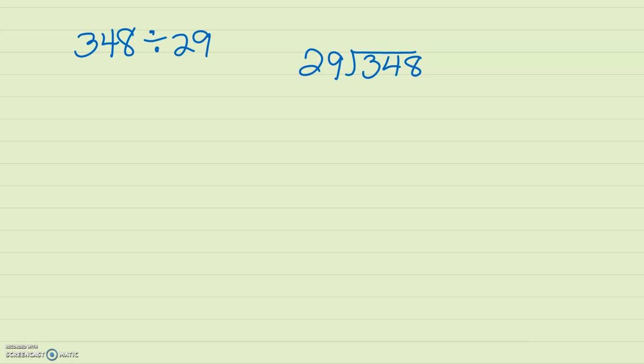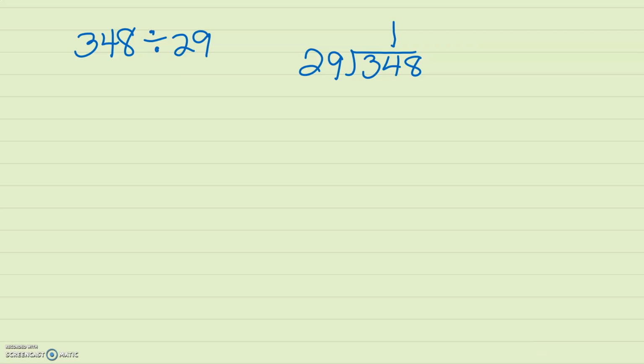We're going to start using the numbers in the dividend one digit at a time. So we ask ourselves, can 29 go into 3? It cannot. Then can 29 go into 34? Which one's bigger, 29 or 34? 34 is bigger. So how many times can 29 go into 34? It can go in one time, because if we took 29 away from 34, we would still have 5 left over.